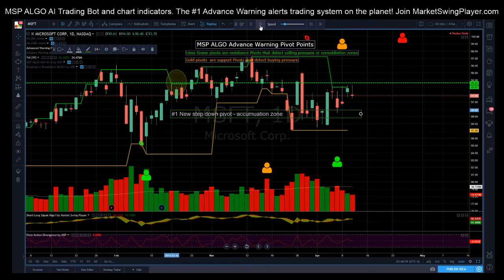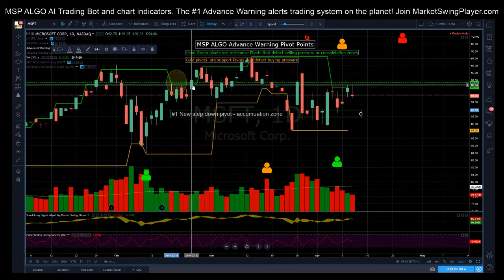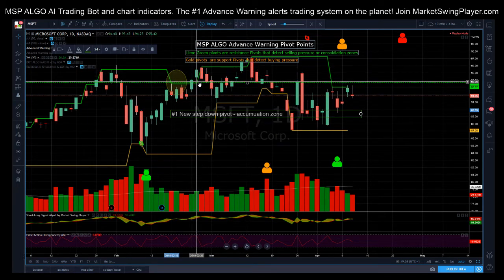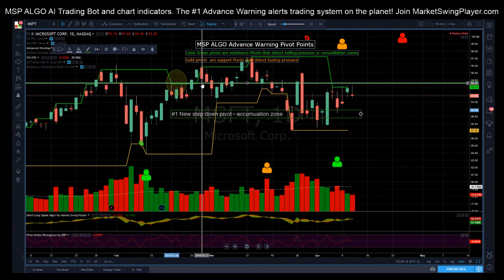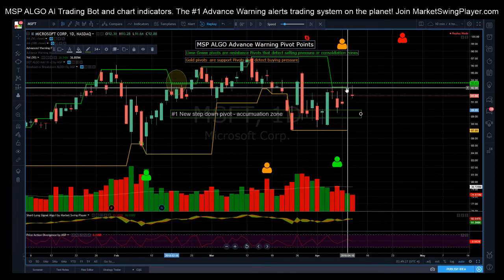So what happened here is we could see that price is starting to chop. We didn't really see any sort of accumulation or distribution zone yet, but we could kind of get an idea of where it's being created, because we got our basis here. This is probably a top or a bottom, right? Okay, so but now we see another step down pivot came.